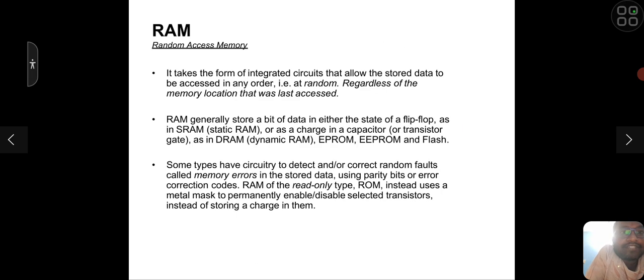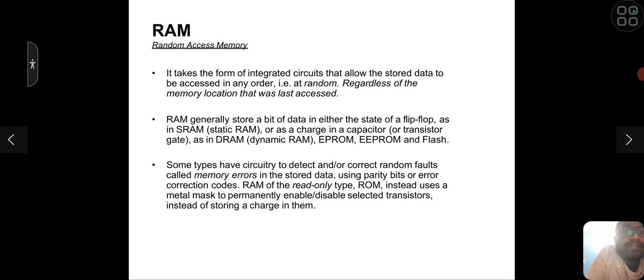RAM, random access memory, takes the form of integrated circuits that allow stored data to be accessed in any order, regardless of the memory location that we last accessed.